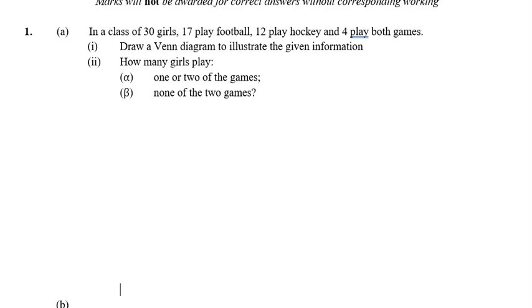Now, I will not waste my time writing. Let U be the universal set, 30 girls. Let F be football. That one wastes time, but you know you have to do it when you are writing your exams, right? All right. So let's get straight into it. Let's draw a Venn diagram.